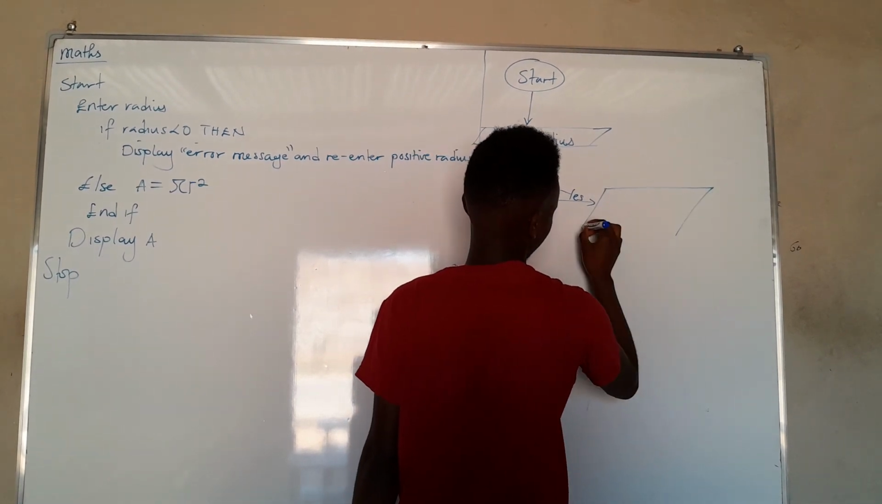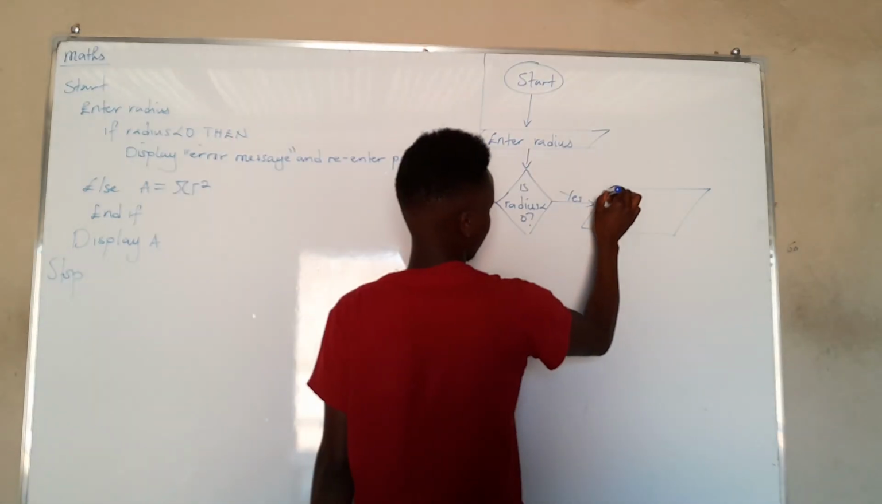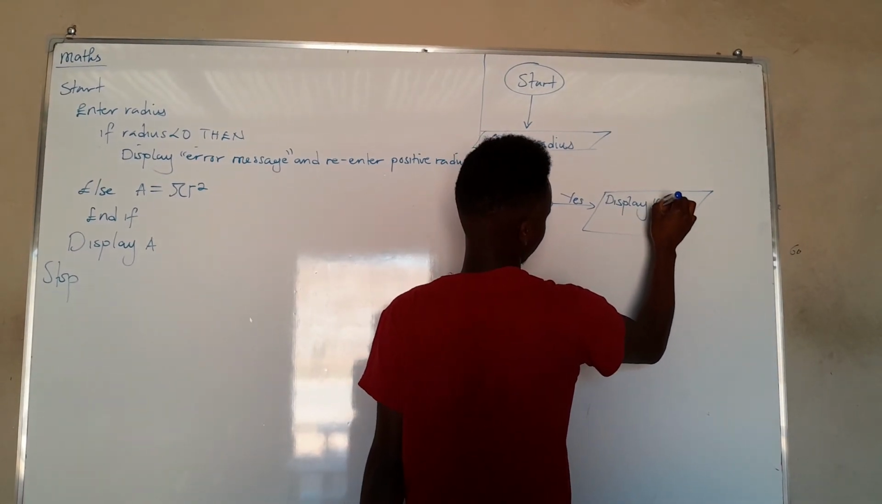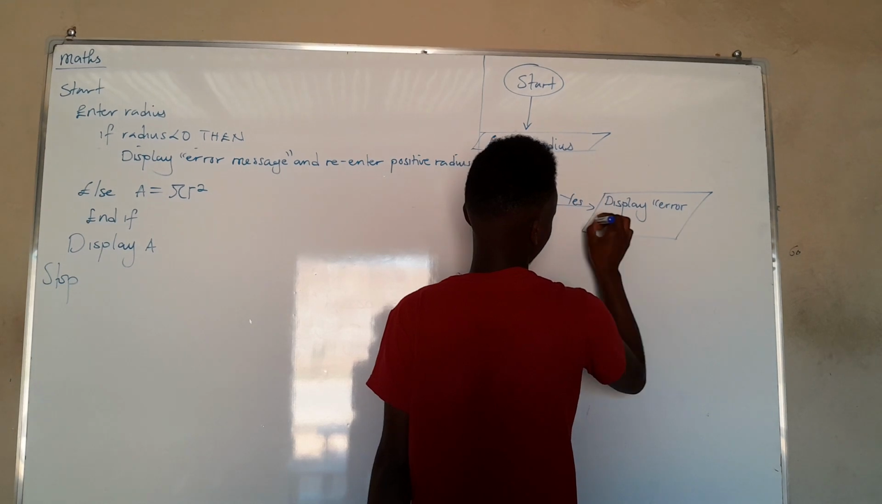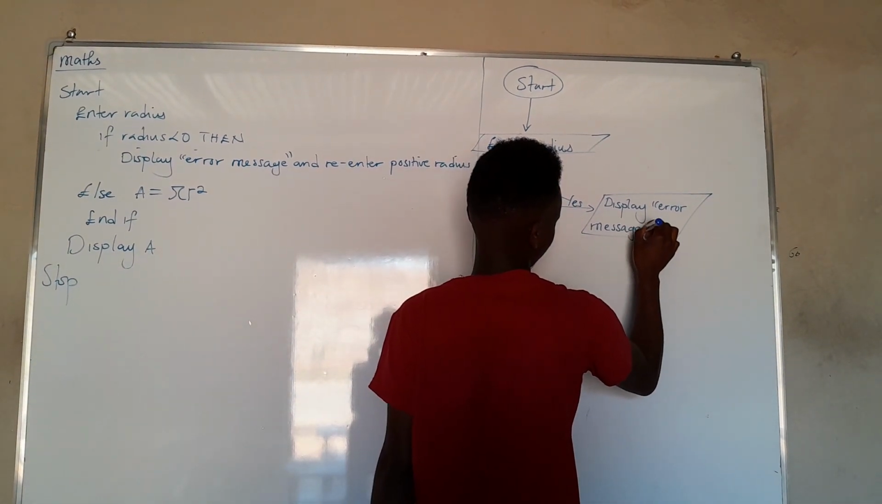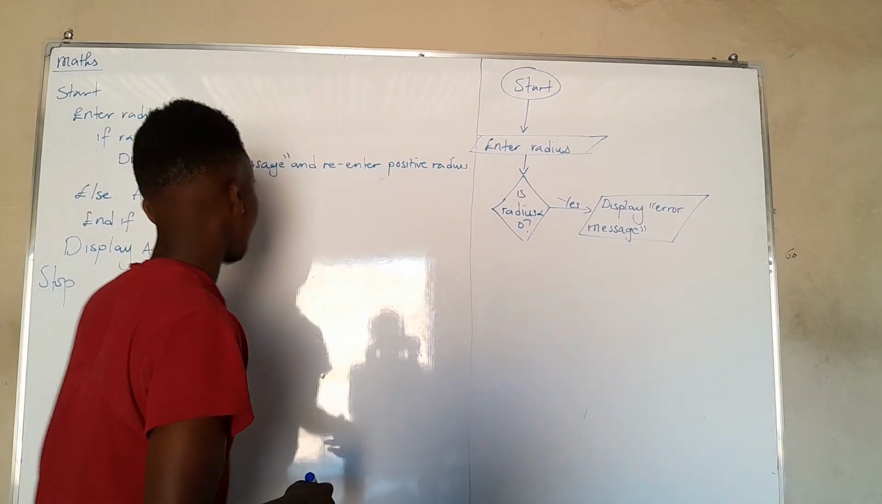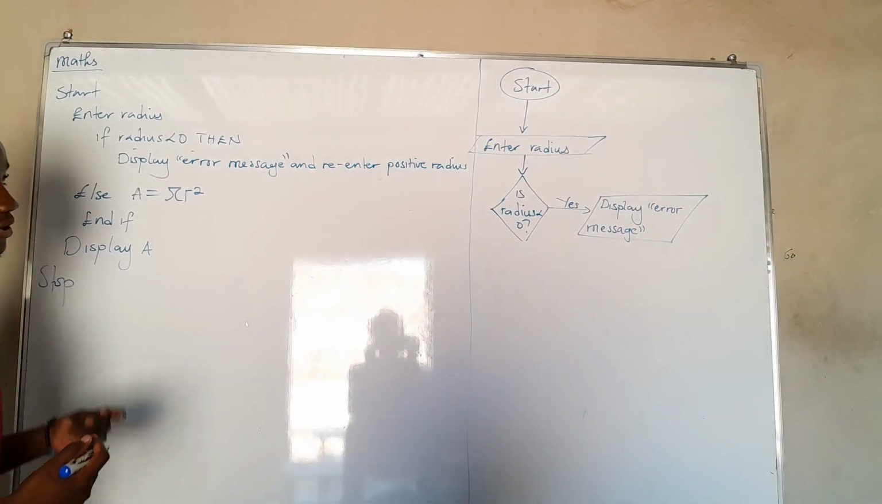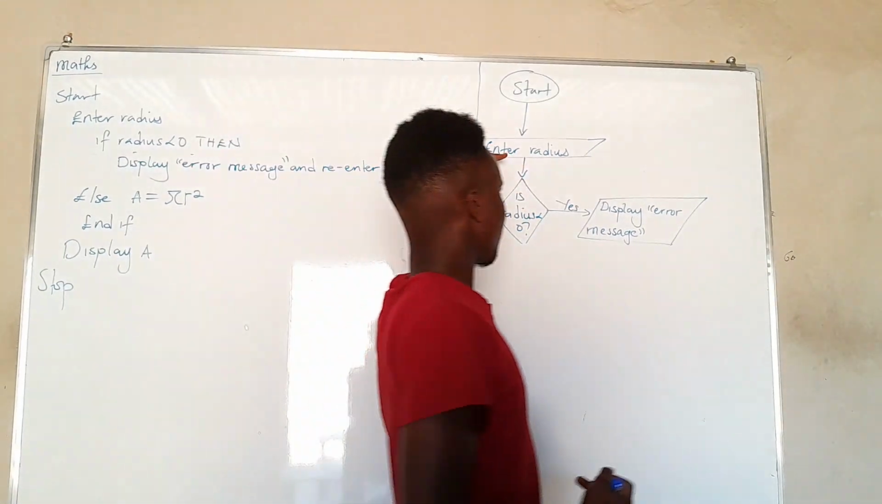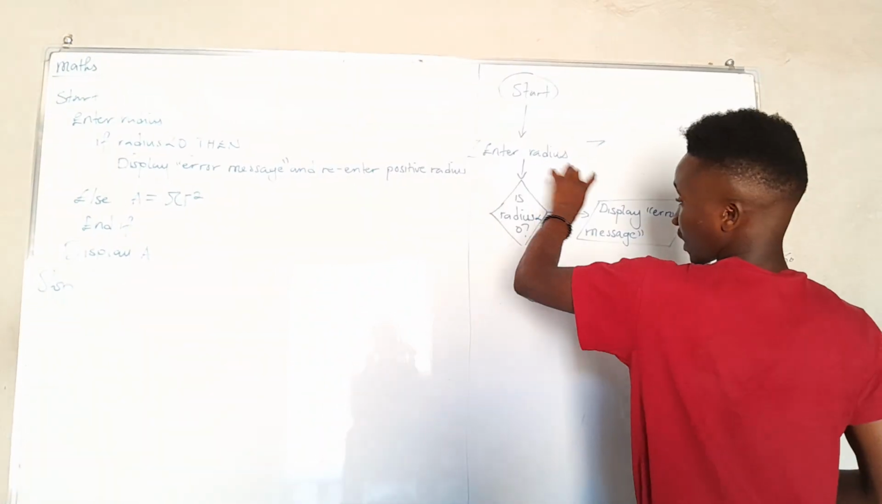We are going to say, what have they said? Display error message. Error message. So the trick now comes in where they've said and re-enter positive radius. So to re-enter, all they're asking us is to go back where we had to enter radius. We have to go back.